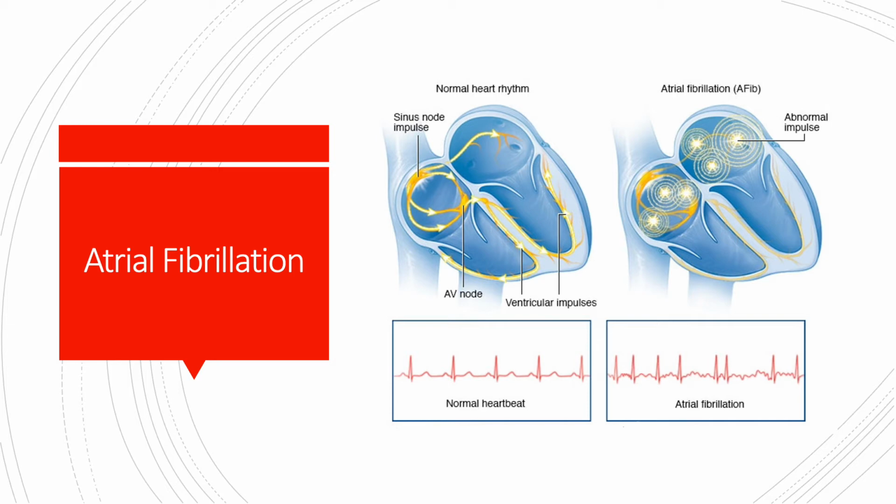You can notice in this picture, the first one is a normal heartbeat. You can see the rises and falls are evenly spaced. Notice the impulse, how it carries from the SA node through the AV node and down into the ventricles. But when you look at the atrial fibrillation, you can see all the abnormal impulses and the chaotic firing all in the atrium and the atrial chambers. A lot of that doesn't get down into those ventricles.